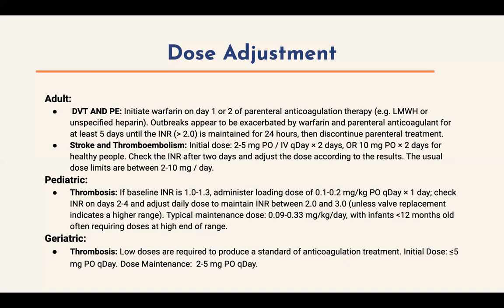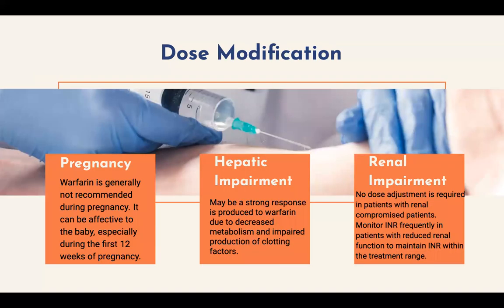If we talk about geriatric patients with thrombosis, low doses are required to produce a standard level of anticoagulation. The initial dose should be less than 5 mg per oral once daily. Maintenance dose should be 2 to 5 mg per oral once daily.